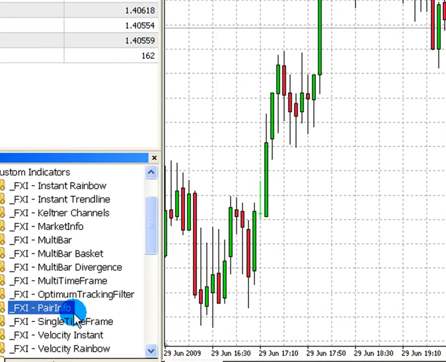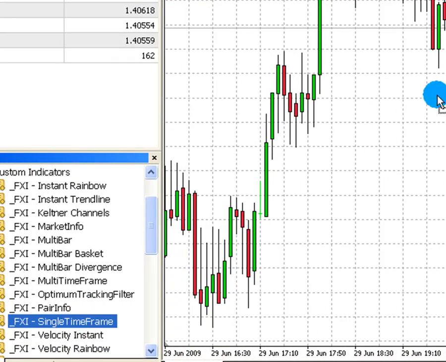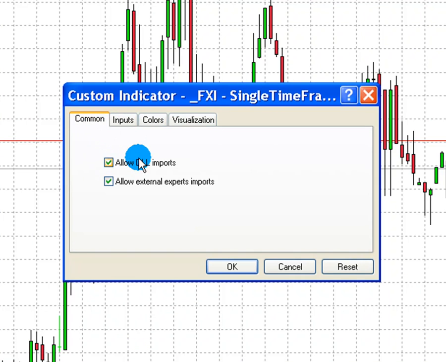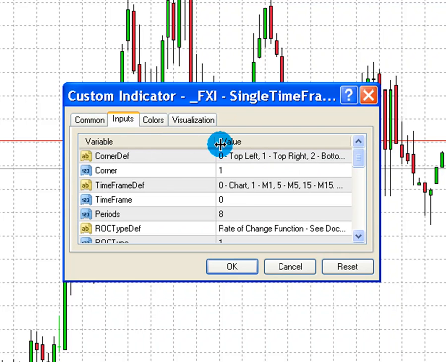We take the single time frame indicator and drag it onto the chart. We get all of our inputs. We're going to go to common first and make sure that allow DLL imports is on. All of our indicators and trading tools need allow DLL imports to be on in order to work properly. We then go to inputs and we'll walk you through the settings.